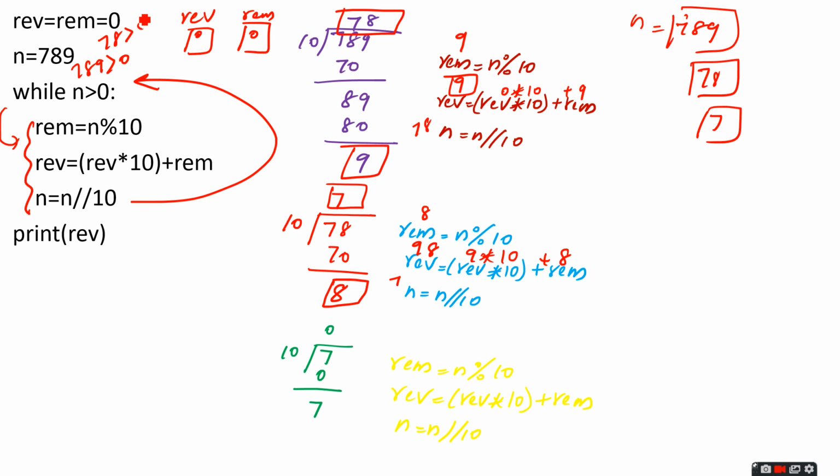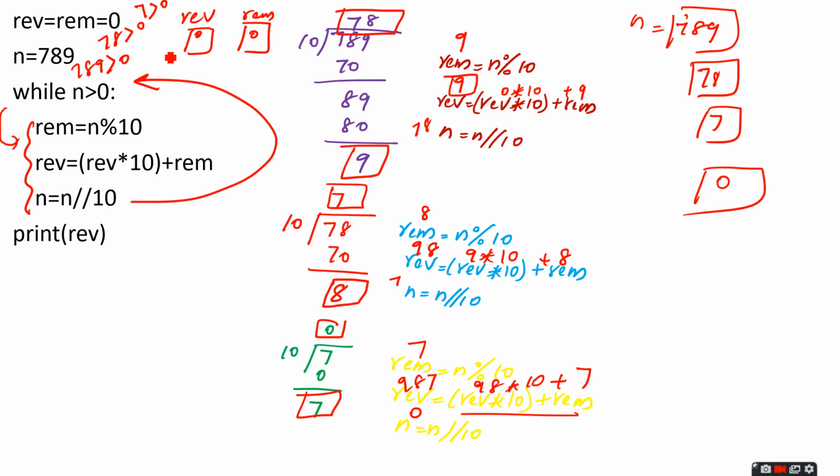Again we go back to the loop and check: 7 is greater than 0. The condition is true. Again we perform the statements: we divide 7 by 10 and take the remainder. When 7 is divided by 10, the remainder is 7. Now we perform the equation reverse equals reverse into 10 plus remainder. The value of reverse is 98, so 98 into 10 plus remainder 7. So 980 plus 7 is 987. Now n equals n floor division 10. So we got the quotient as 0. Now the value of n is 0.